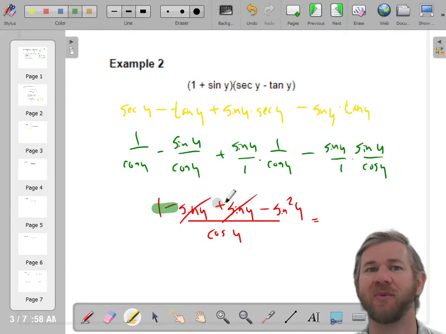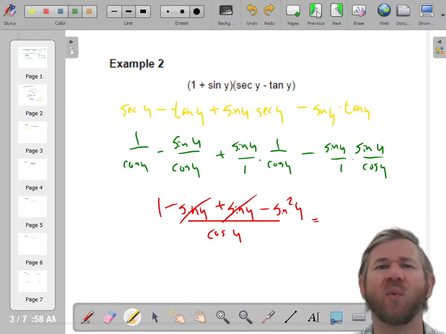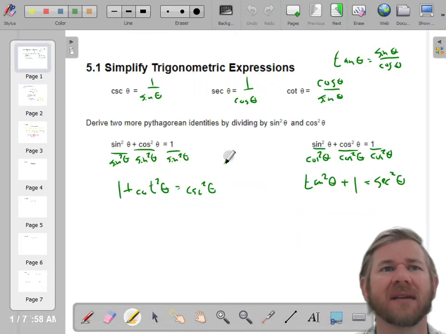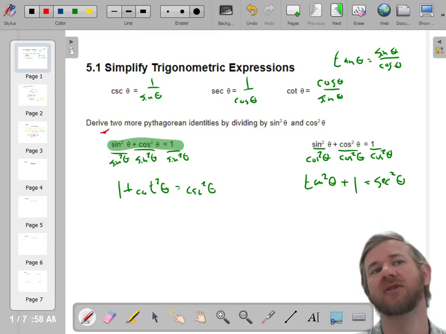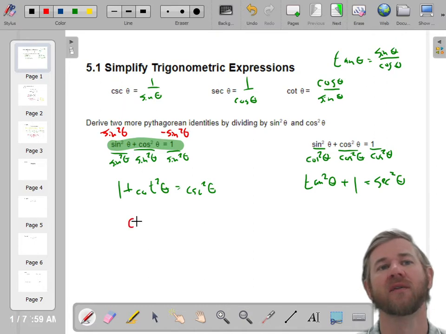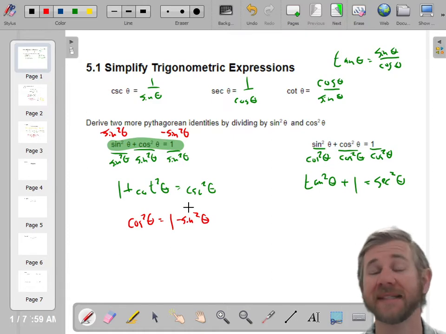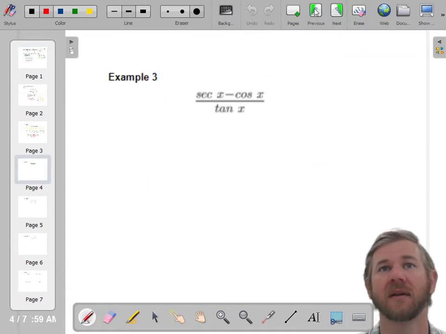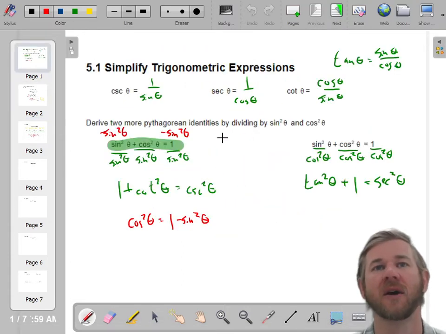And you're like, hey, wait a minute. 1 minus sine squared, that's probably a thing. Let's come back here. 1 minus sine squared. What's 1 minus sine squared? If you take that equation and subtract sine squared theta on both sides, you have cosine squared theta equals 1 minus sine squared theta. So instead of 1 minus sine squared theta, I'm going to come back to this problem and say 1 minus sine squared theta is cosine squared.